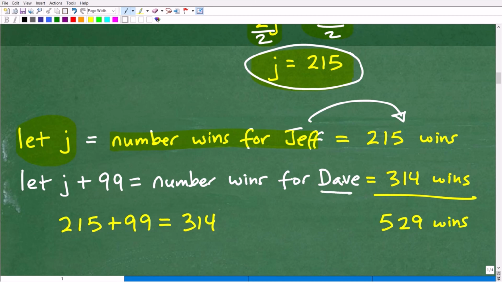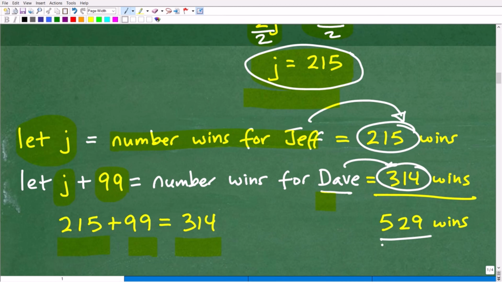So how about Dave? Well, Dave had 99 more than Jeff. So that was going to be J plus 99. Of course, we know that J now is equal to 215, plus 99 is 314. So Dave won 314 games. And just to check, let's add these up. Their total wins, 215 plus 314, is 529, just like the problem stated.